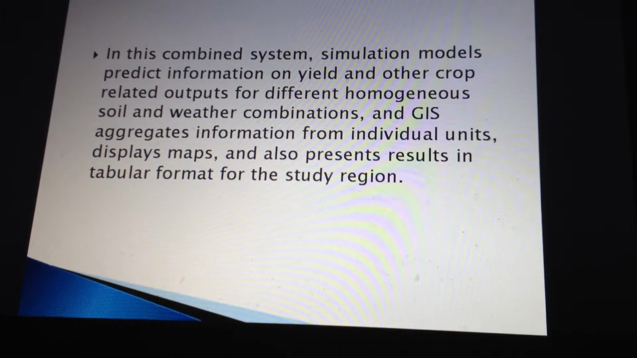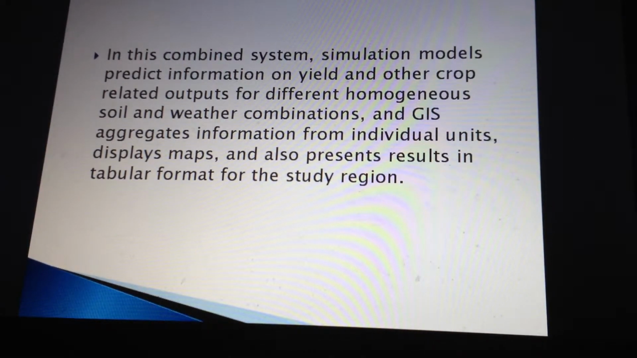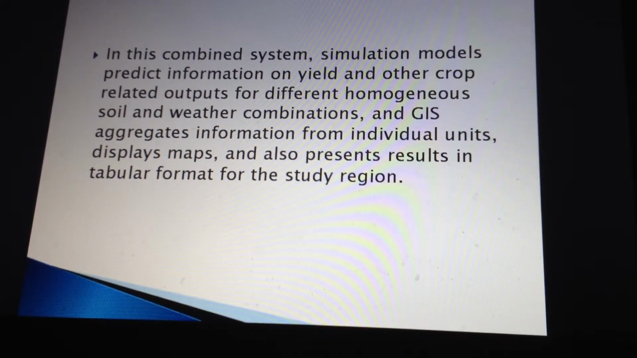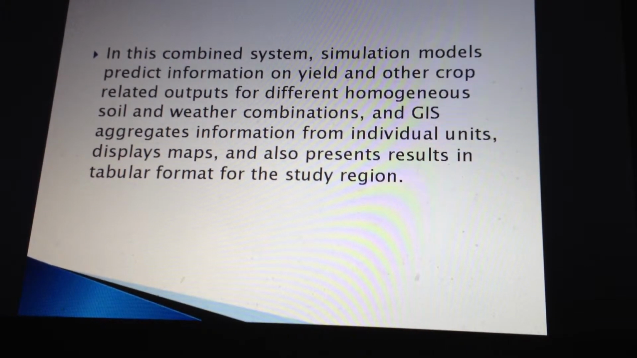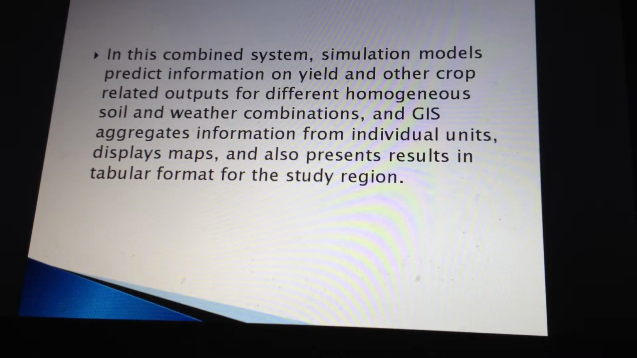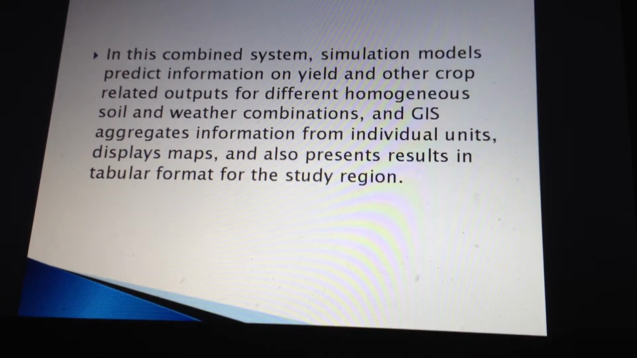In this combined system, simulation models predict information on yield and other crop-related outputs for different homogeneous soil and weather combinations. GIS aggregates information from individual units, displays maps, and also presents results in tabular format for the study region.